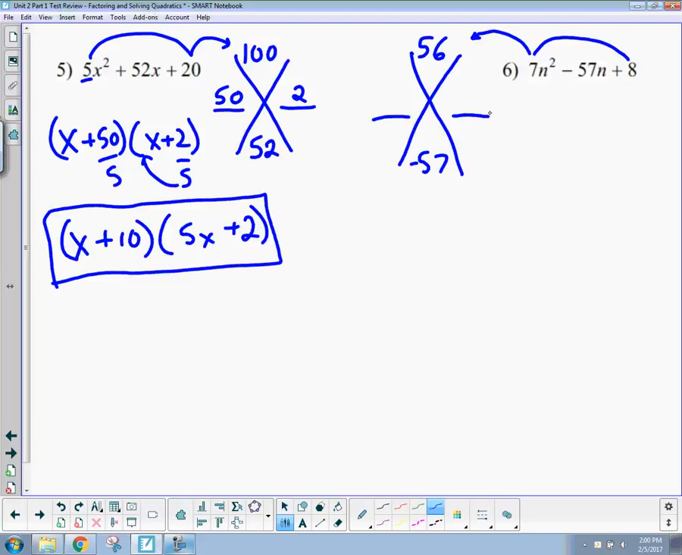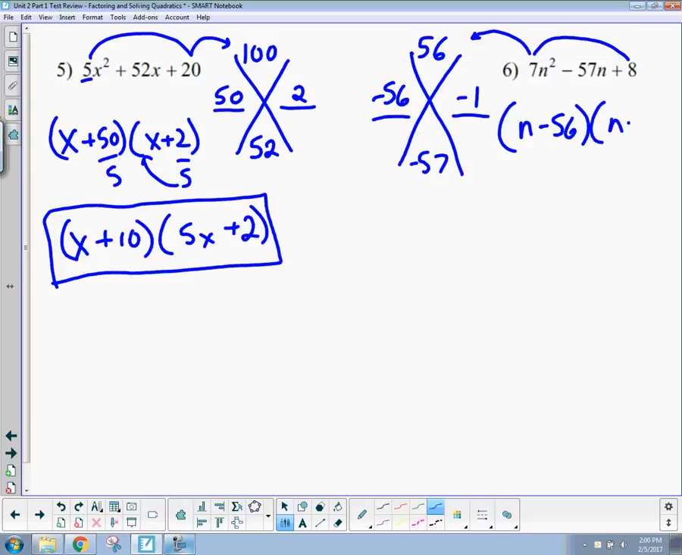Okay, I can already think of what the numbers are going to be: a negative 56 and a negative 1. If you were to combine these, you add them, we would get negative 57. But I do know that multiplying, we get a positive 56, because 2 negatives make a positive. So that has to be it. n minus 56, n minus 1.